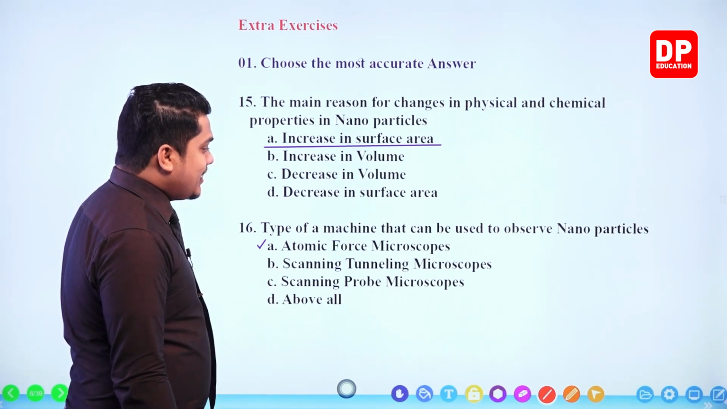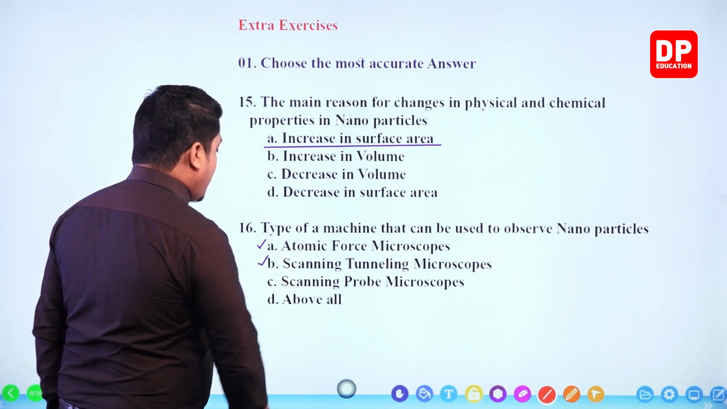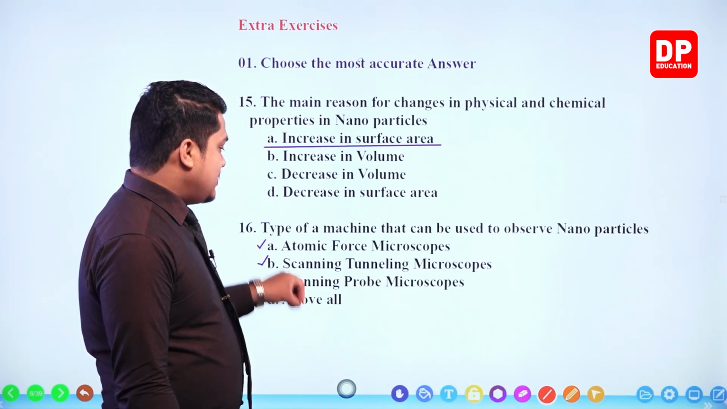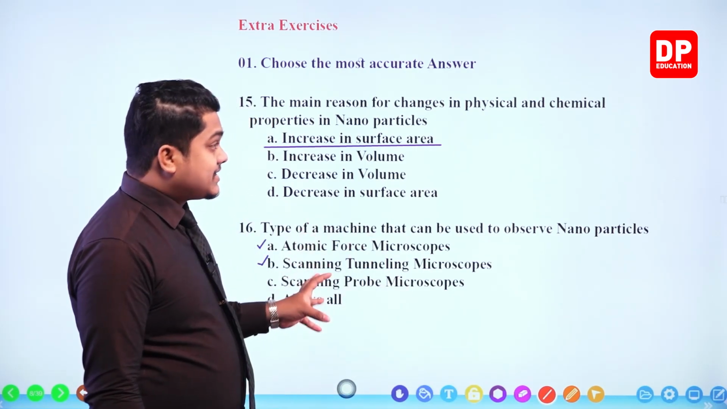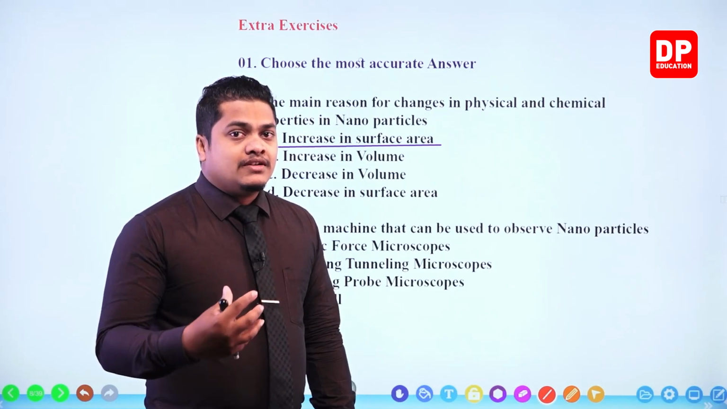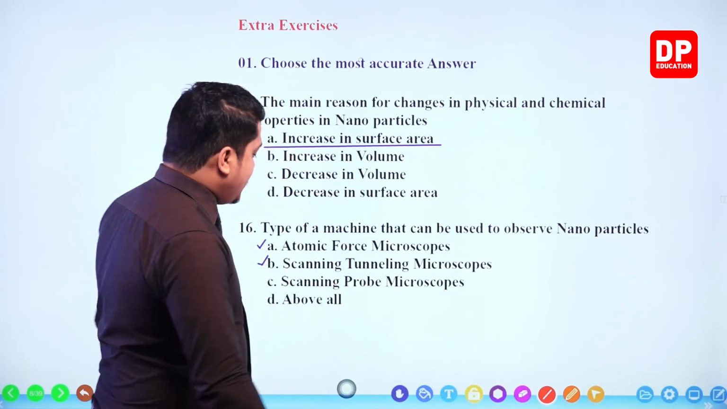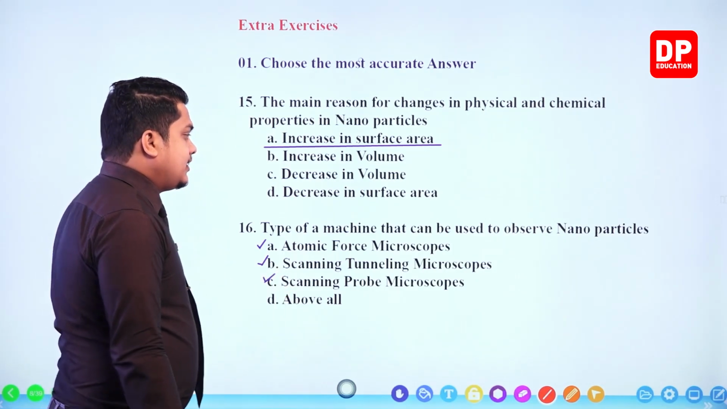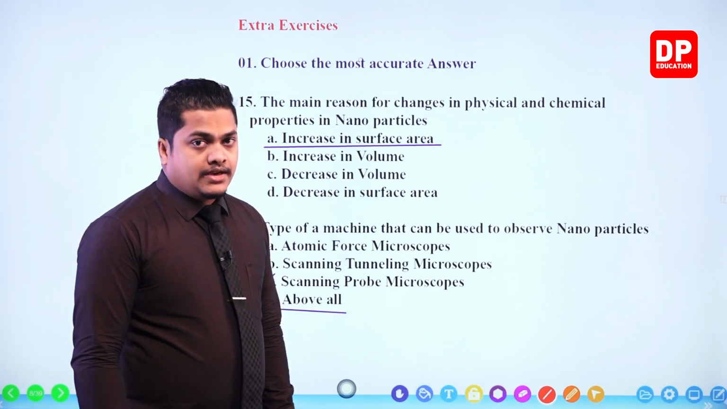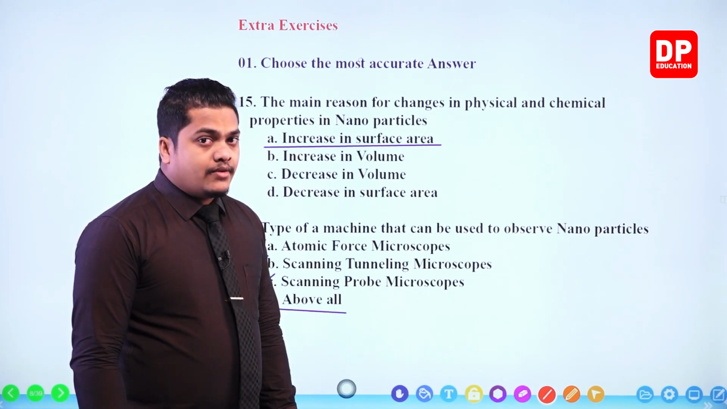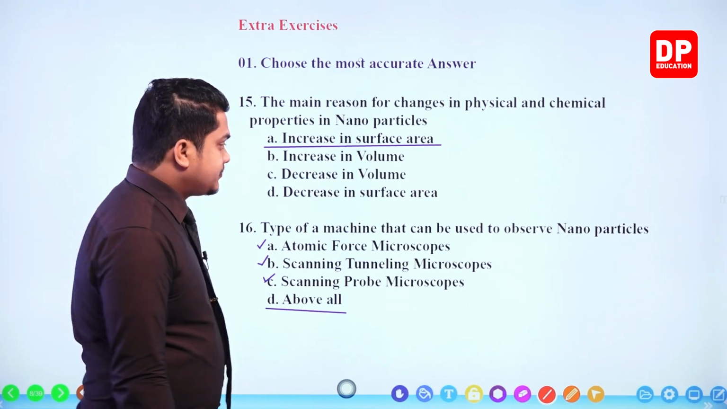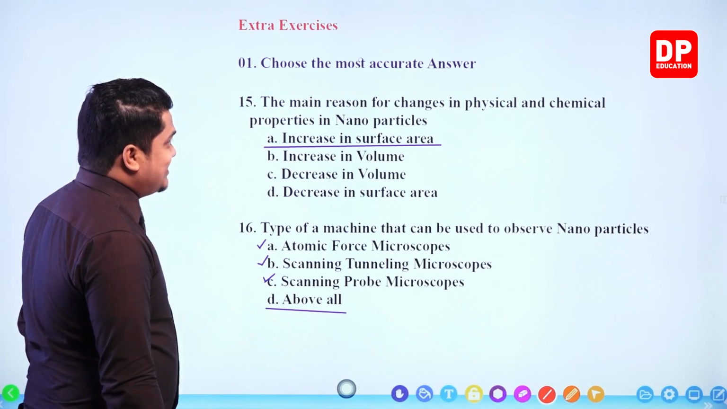Next one, scanning tunneling microscope. Once again, this is also correct. Can you remember? There were 3 types of electron microscope: scanning tunneling microscopes, atomic force microscopes, and, my dear children, scanning probe microscopes. All of these 3 instruments are in the category of electron microscopes. So all of these instruments can be used to observe nanoparticles. So all of these things are correct, my dear children. Okay, right, so all are correct for question number 16.